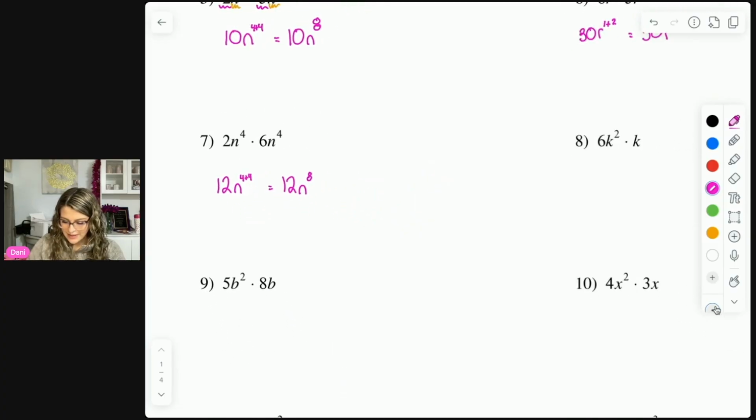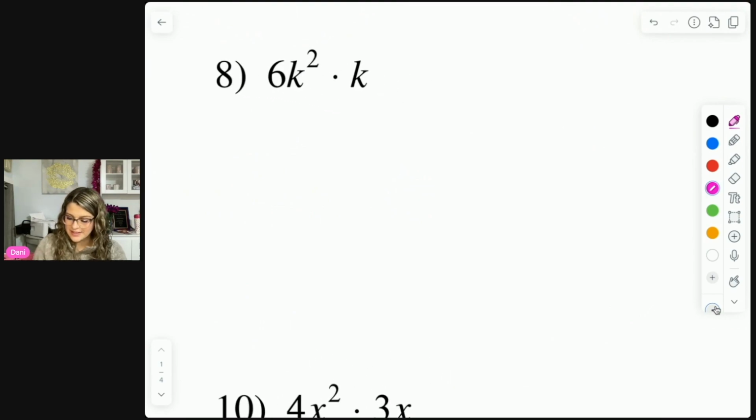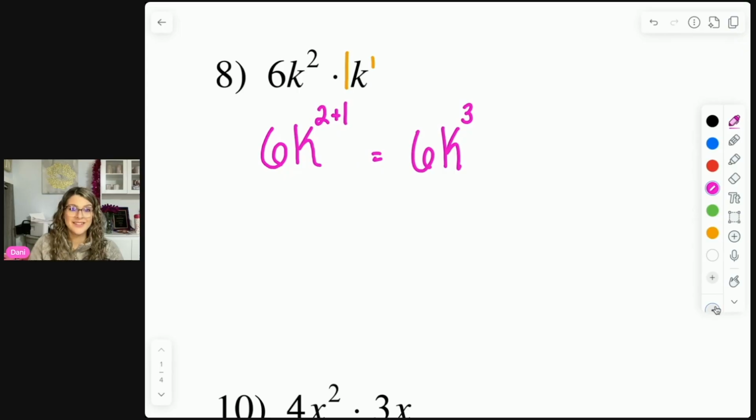Let's try, I like number 8. We'll do number 8. All right, so 6k. Technically, this is like a 1k to the 1st. So if writing that out makes you smile, go for it. All right, 6 times 1, that's just 6. And then we have k squared times k to the 1st, same base. Add our exponents. So 6k to the 3rd power.